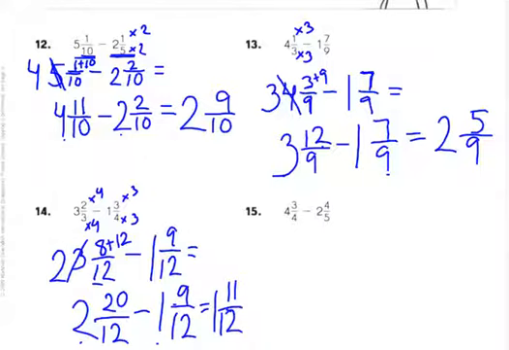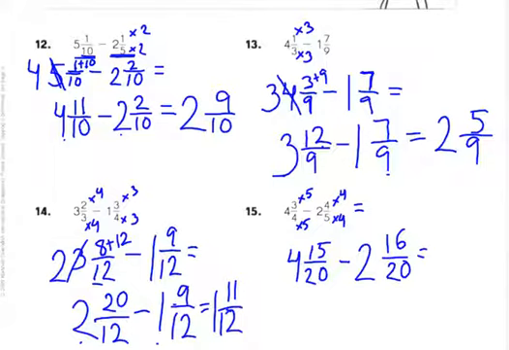All right, last one. 4 and 3/4 minus 2 and 4/5. We'll have to multiply by the opposite denominator. So let's multiply 3/4 times 5 and 4/5 times 4. So I'm going to end up with, I'm going to move over this way a little bit. Okay. I'm going to end up with 4 and 15/20 minus 2 and 16/20 equals. Let's borrow from this 4 because this 15 is too small to subtract 16.